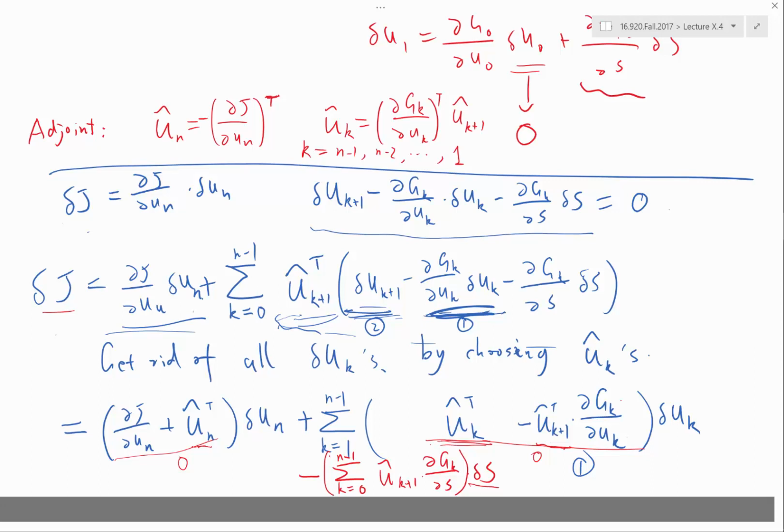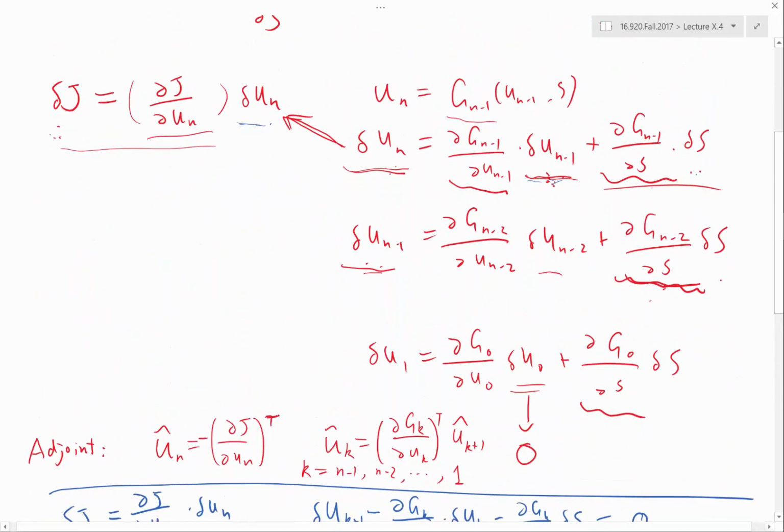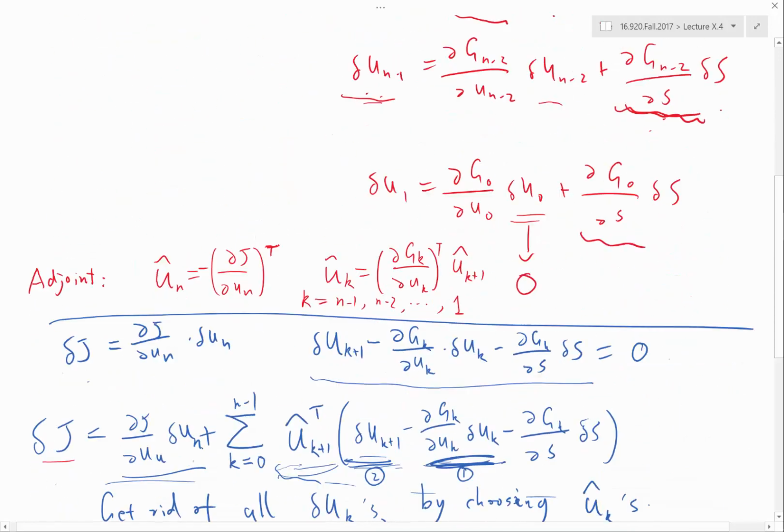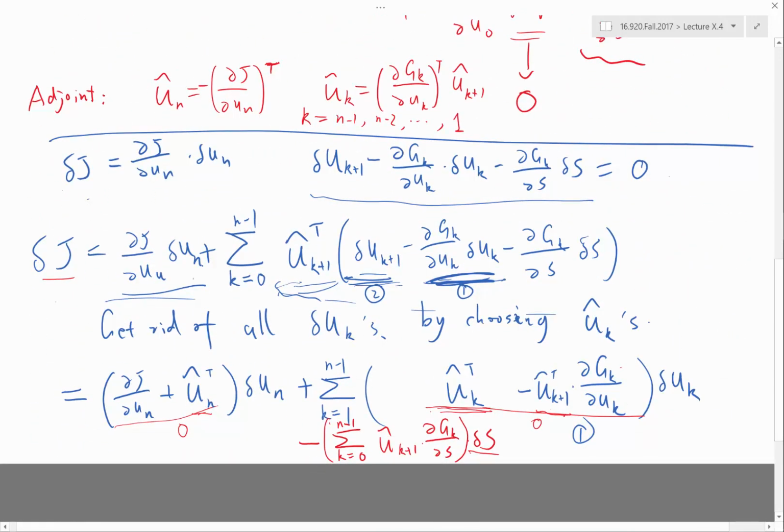Yes? So what happens to the partial S term? Yeah, the partial S term is going to stay non-zero. That is the term that gives you the derivative of the objective function with respect to S, right? The objective function depends on S. So although in the definition of the objective function it does not depend on S, it depends on u_N, and u_N depends on S. So there is an implicit dependence of J on S, and that is what's given by this red term.